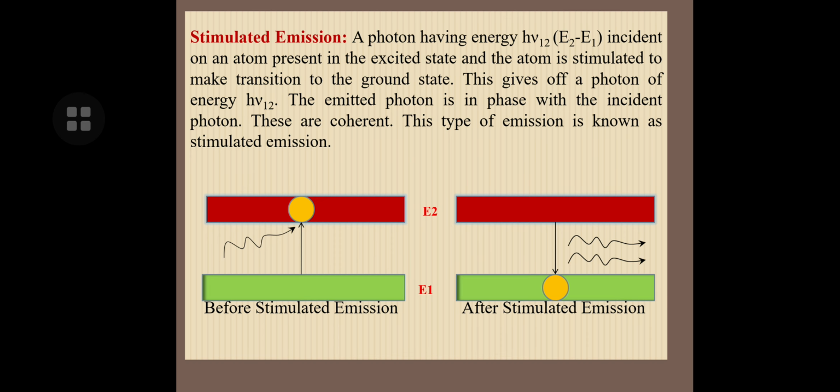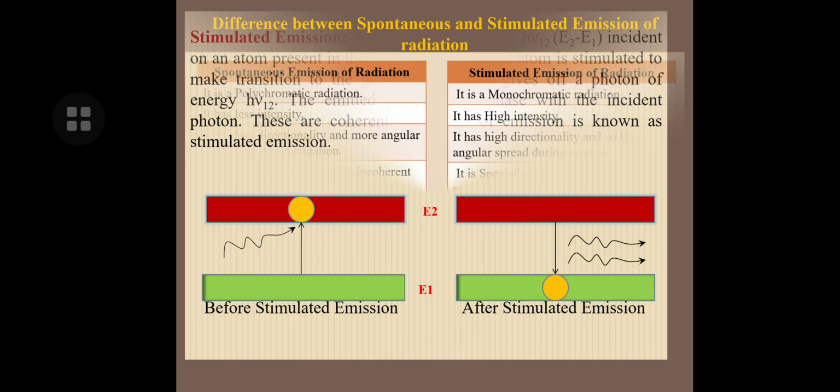This stimulated emission was explained by Albert Einstein in the year 1917. Theoretically he explained it, but he did not do any experiment on stimulated emission. Based on his hypothesis, in 1960 the first laser was developed.